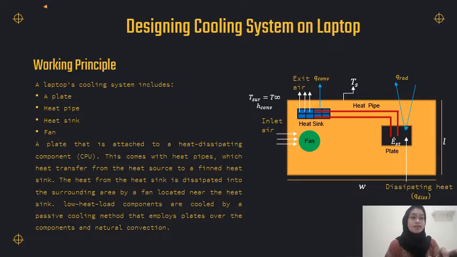Heat exchangers are also made up of the heat sink and the heat pipe. The heat from the heat sink is dissipated into the surrounding area by a fan that is located near to the heat sink. And aside from that, the low heat load components are cooled by a passive cooling method that employs conductive plates over the components, and natural convection will happen.